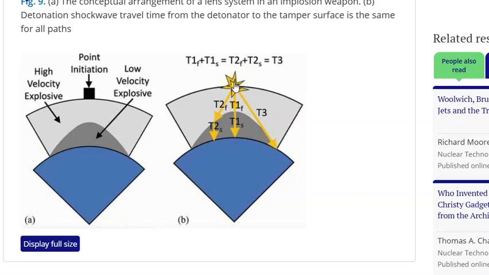Notice here that the time it takes for the explosive wavefront to travel along this path here, T3, is the same as it takes to go through the fast explosive and the slow explosive along path 1, and from the fast explosive to the slow explosive along path 2. All of these path lengths are of equal time. And that's just the idea.